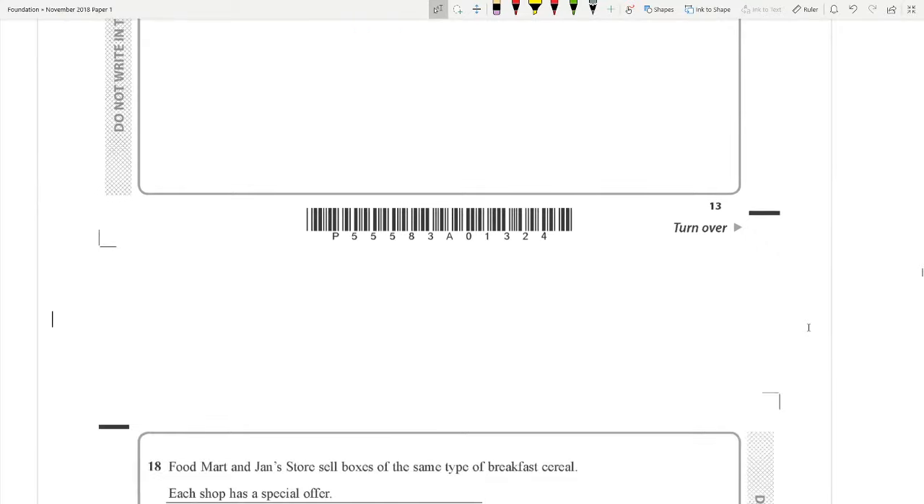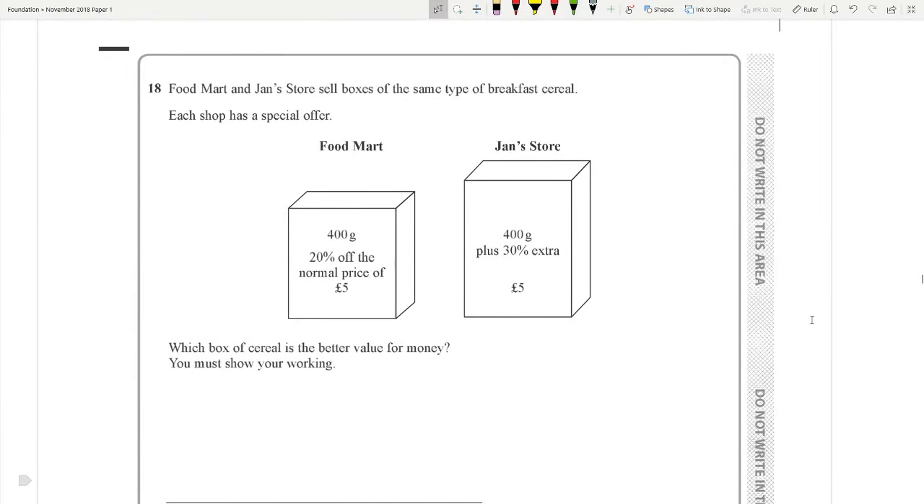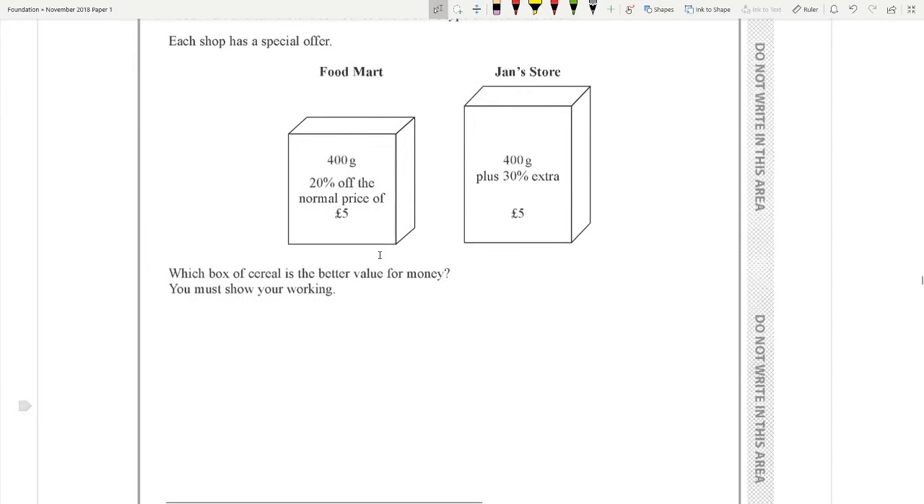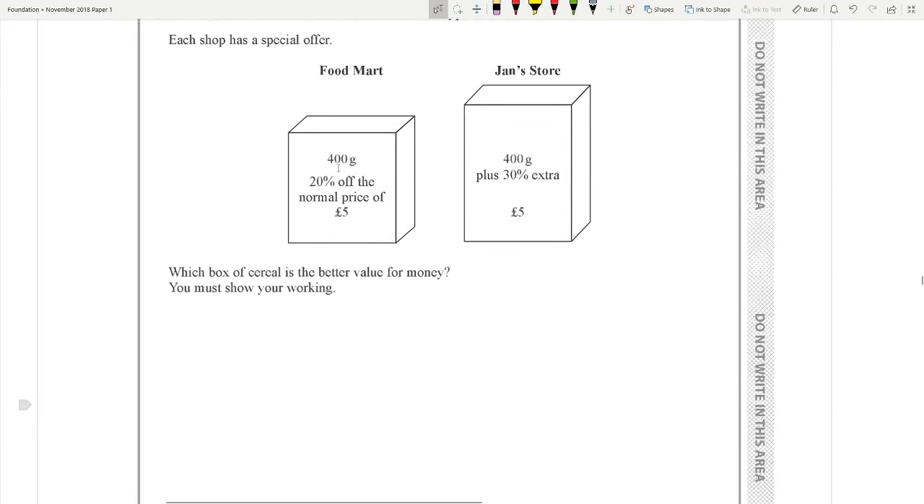Alright, let's carry on. Question number 18. Food Mart and Jan's store sell boxes of the same type of breakfast cereal. Each shop has a special offer. Food Mart is 400 grams, 20% off the normal price of £5. And Jan's store is 400 grams plus 30% extra, for £5. Which box of cereal is the better value for money? You must show your working.